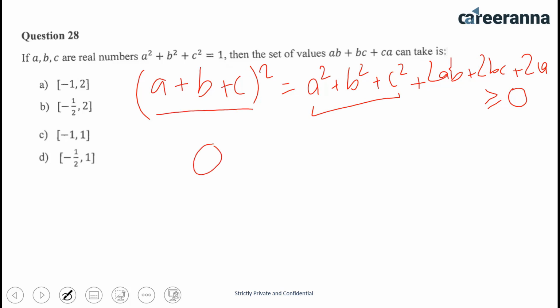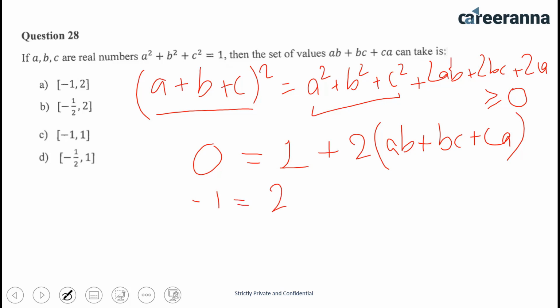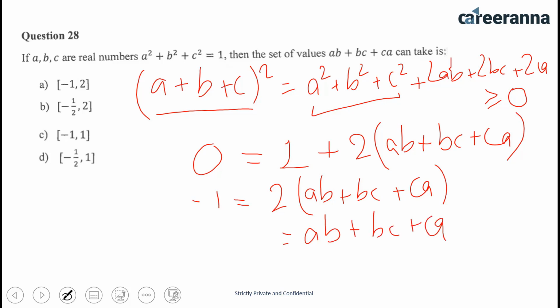Maximum we have already found. So the minimum value can be 0. I know the value of a square plus b square plus c square, which is 1 in the given question, plus twice of ab plus bc plus ca. So we are talking about the minimum value. So this will become minus 1 equals twice of ab plus bc plus ca. So the minimum value for ab plus bc plus ca is minus half and not the 1. Hence our option C will also get eliminated. So our answer becomes D, that is, its range is minus half to 1.